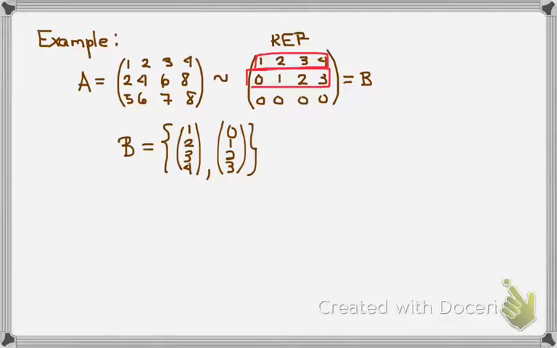Again, the basis for the row space would be the non-zero rows of B. So the rows that we have here that contain zeros would not be included in the basis. So again, this is the basis for the row space of A, which we label Row A.